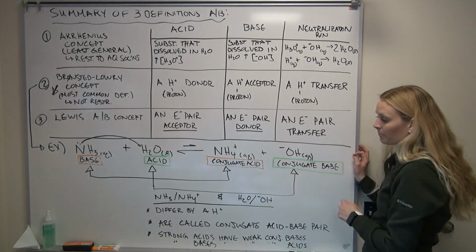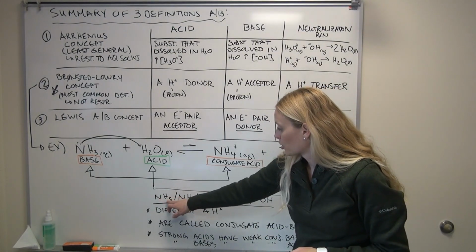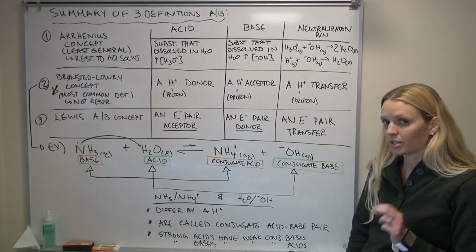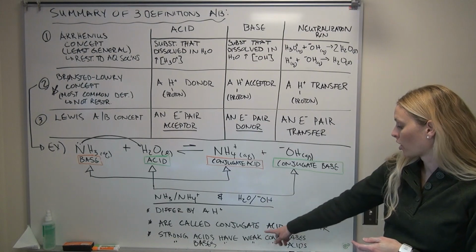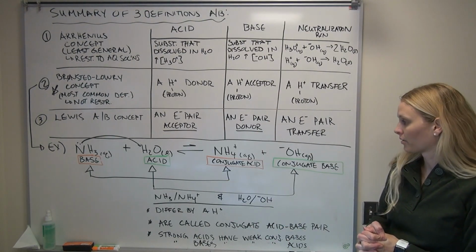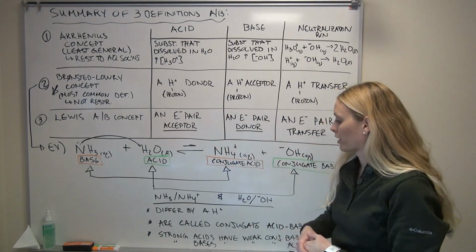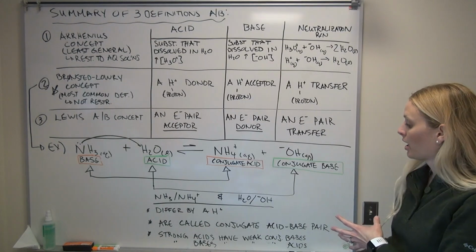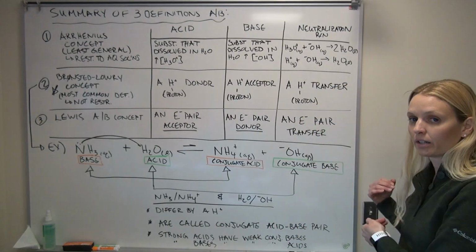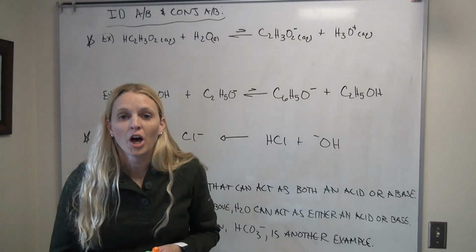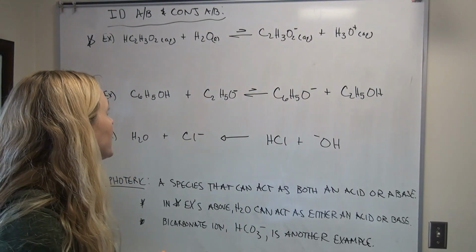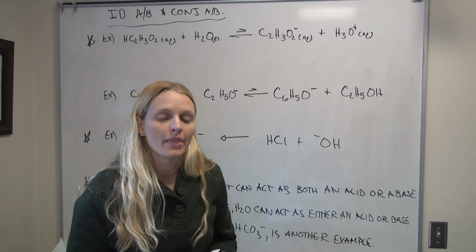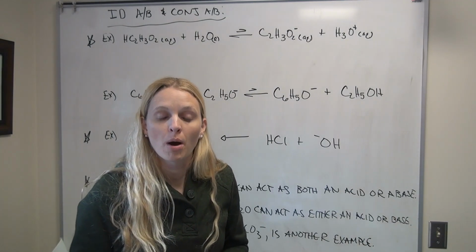This is a conjugate acid-base pair. Down here is a summary: the NH3 and the NH4 plus compared to H2O and OH minus. Both of these pairs differ by just a proton, an H plus ion. They're called conjugate acid-base pairs, and it's just a matter of going in the forward or reverse direction. Strong acids will have weak conjugate bases. Likewise, strong bases will have weak conjugate acids. Now we're going to do a couple of examples, identifying the acids and bases and the conjugate acids and conjugate bases. Then I think I have a handout for you to do a couple more problems on your own.